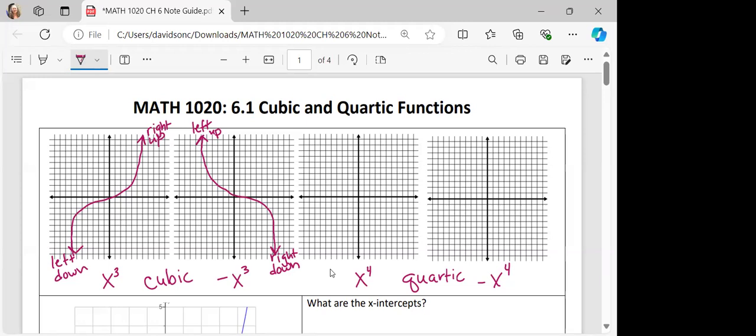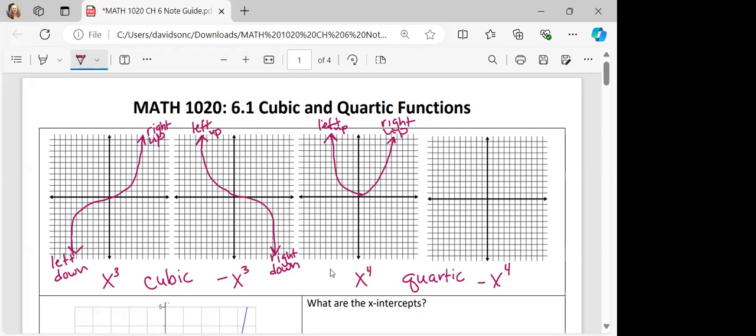If you graph x to the fourth, it kind of looks like x squared. So the left side goes up, and the right side goes up. Now, depending on what the equation is, you could have little bumps, but basically we're looking at the ends. The ends are going in the same direction. With a cubic, the ends are going in opposite directions.